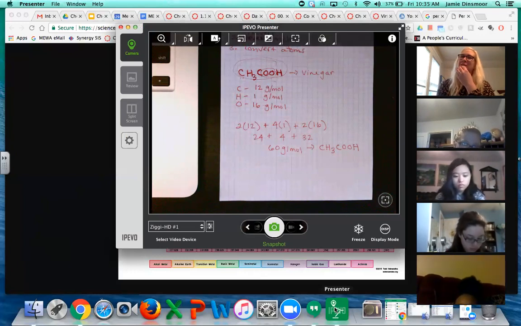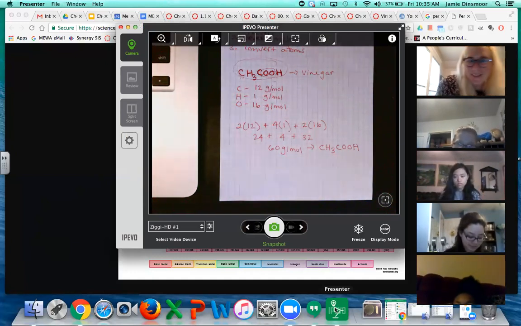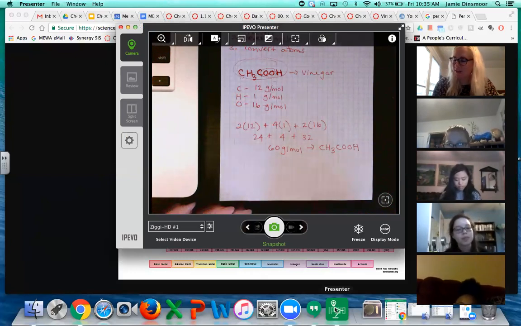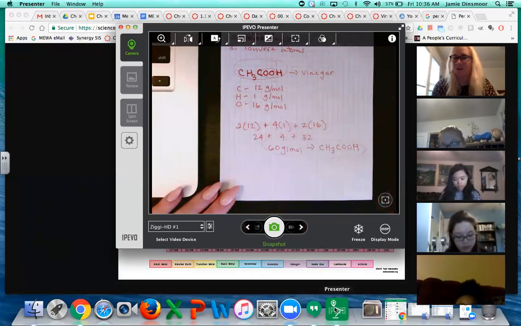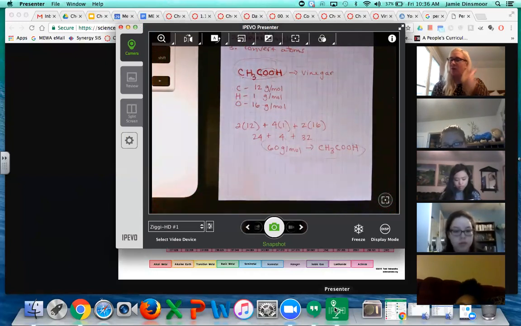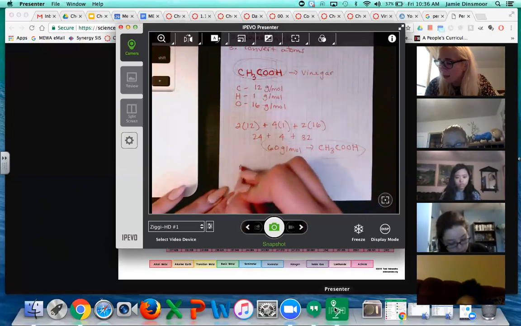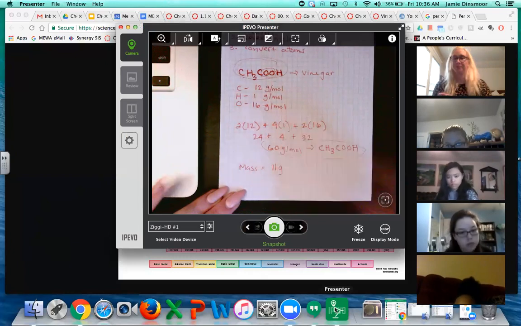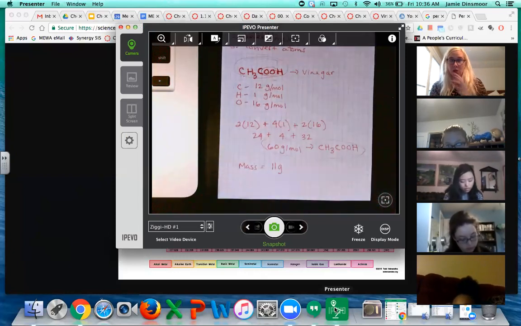What you should be saying to me is, don't we need a mass? Yes, we do, right? Because this is not telling us specifically in a sample. We could convert this to moles, but we need some kind of mass here. So let's just say that the mass of our vinegar is 11 grams. We weighed it, we found out it's 11 grams.